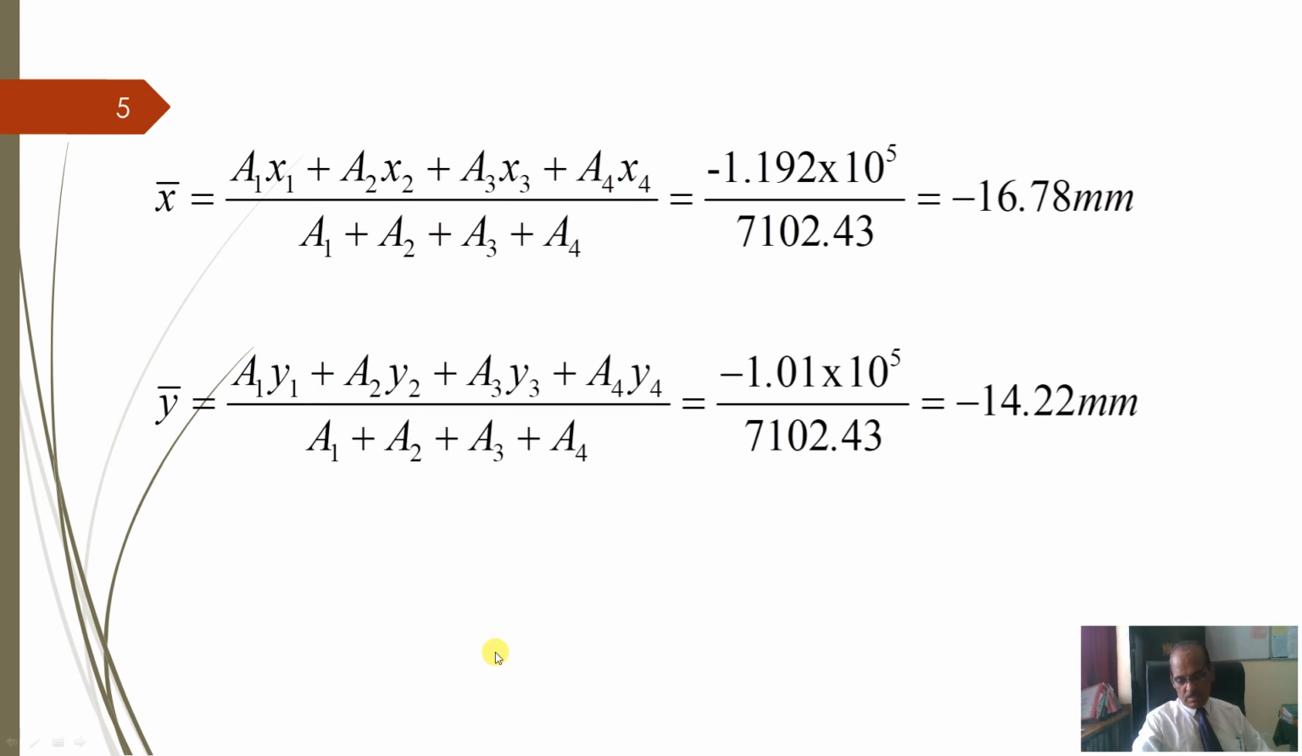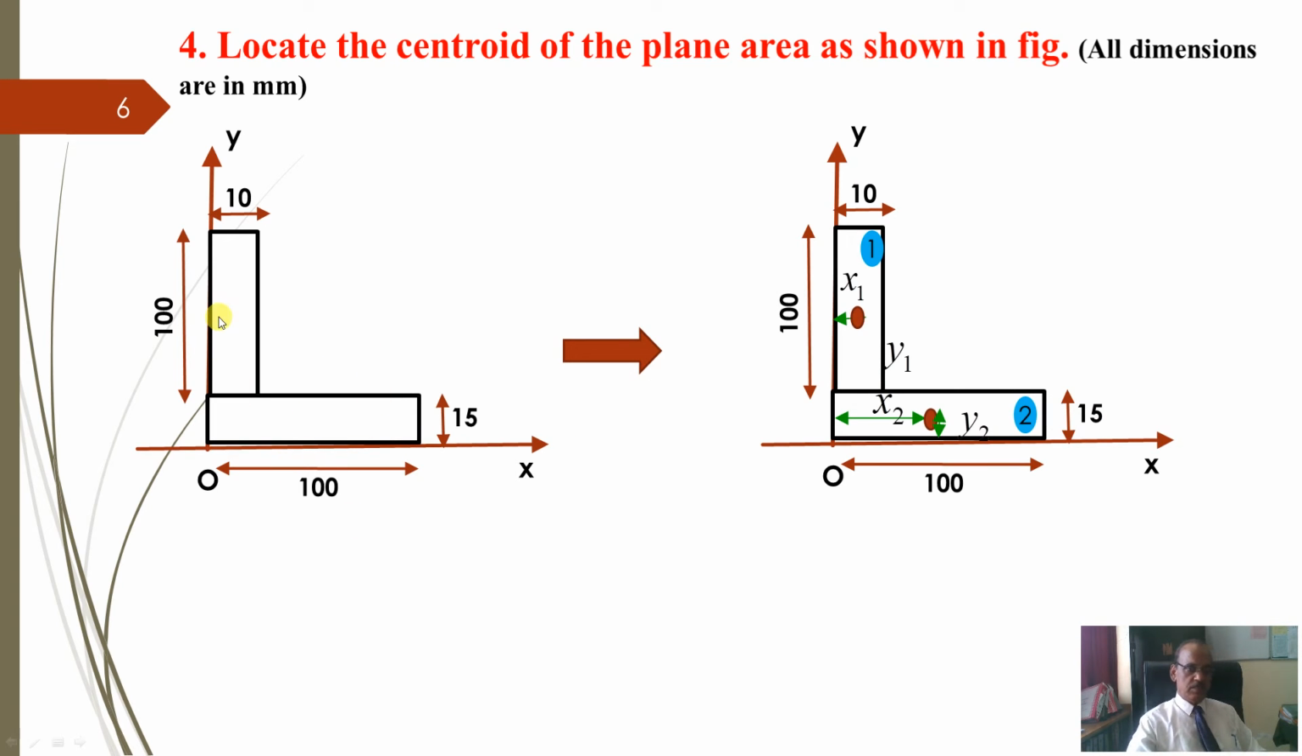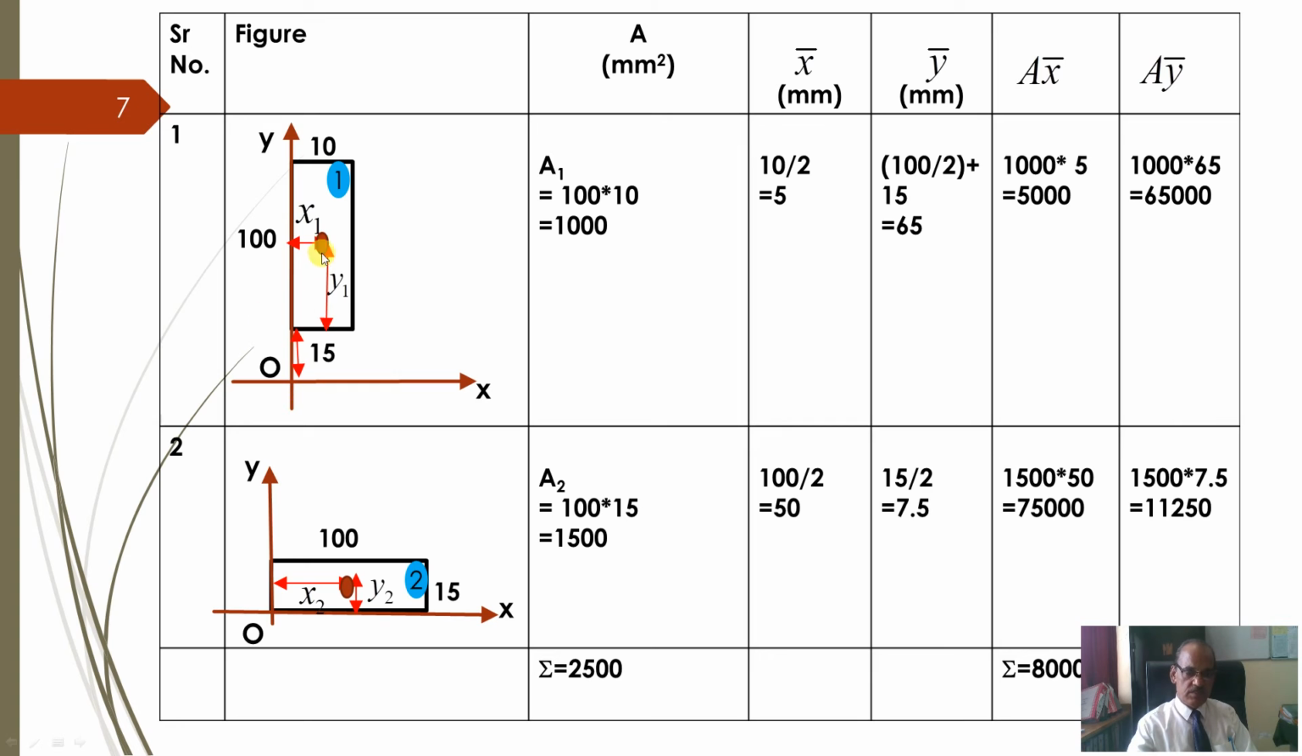Okay, let us take one more simple example. This is one rectangle, this is another rectangle. I will call this 1 and this 2. I hope you will do this problem, there is no difficulty in solving this numerical. Let us take first this one.